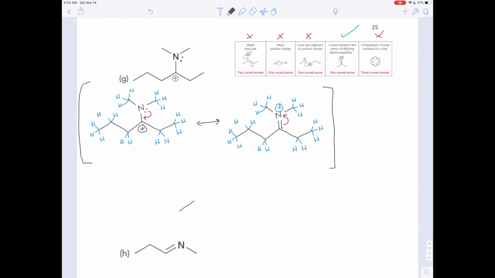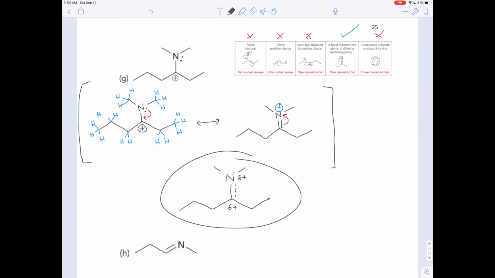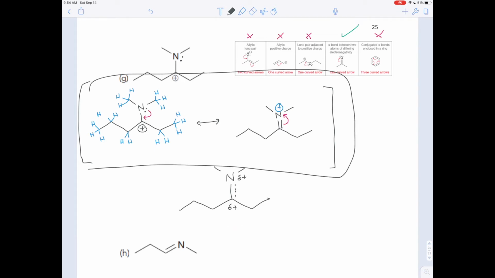So the true structure would look something like this, with a slightly positive charge on the nitrogen, slightly positive charge on the carbon. And just to clean this up, because it's a bond line drawing, you'd erase those hydrogens, those are implied. Okay, and you do that to the other structure. The main structure, the resonance hybrid, would look like that, and you would get that by averaging those two molecules.